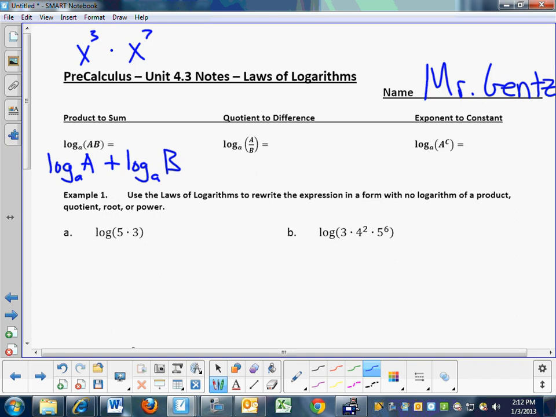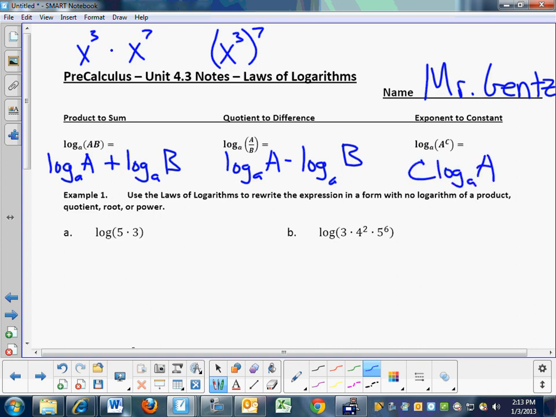If you're dividing them, what do you do to the exponents? You subtract. So you got log base A of A minus log base A of B. Key is it has to have the same base. And finally, log base A of A to the C. If I had x to the third all to the 7th power, if you take a power to a power, what do you do? You multiply. And so if I multiply, then I will take the C and I will multiply the log by that C. So here you can actually take this C and move it out front, just like so.